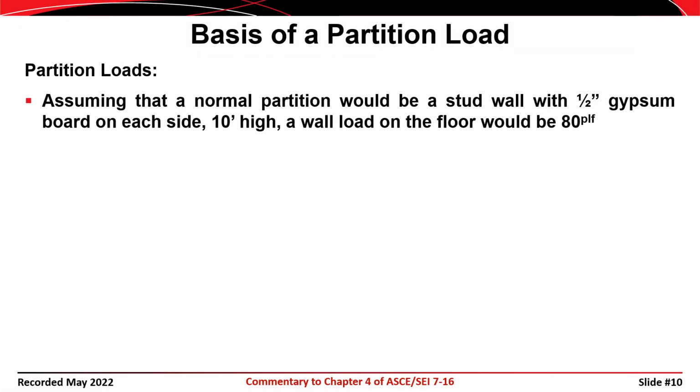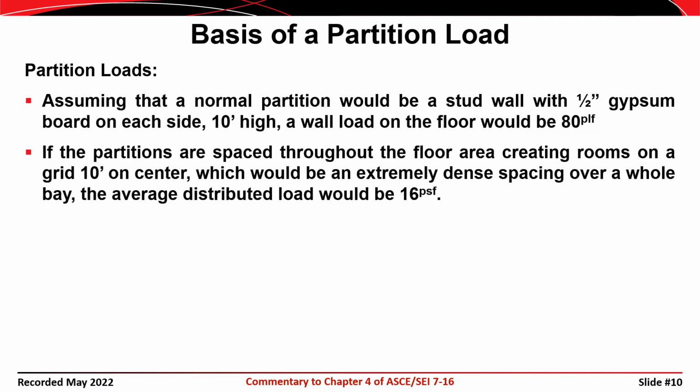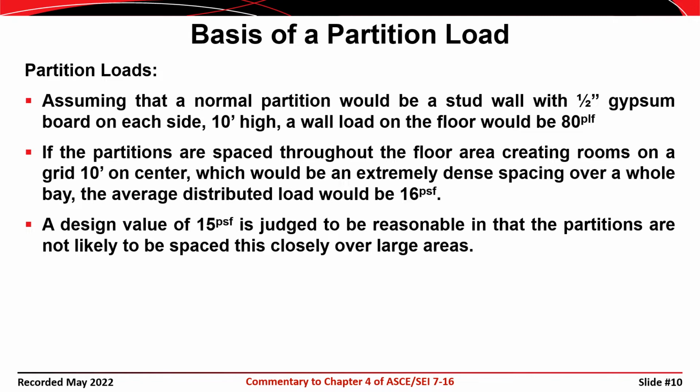And the basis for the partition load is shown in this slide, where basically the assumption is that you have a 10-foot high wall with either metal or wooden studs, half-inch gypsum on both sides. That would give you a weight of 80 pounds per linear foot for the wall. Now, if the partitions are spaced on the floor area on a 10-foot by 10-foot grid, then that would give you 16 pounds per square foot on the floor, based on the wall loading of 80 pounds per linear foot. And then if you take a design value of 15 pounds per square foot, that's deemed to be reasonable based on 16 to 15, nice round number.